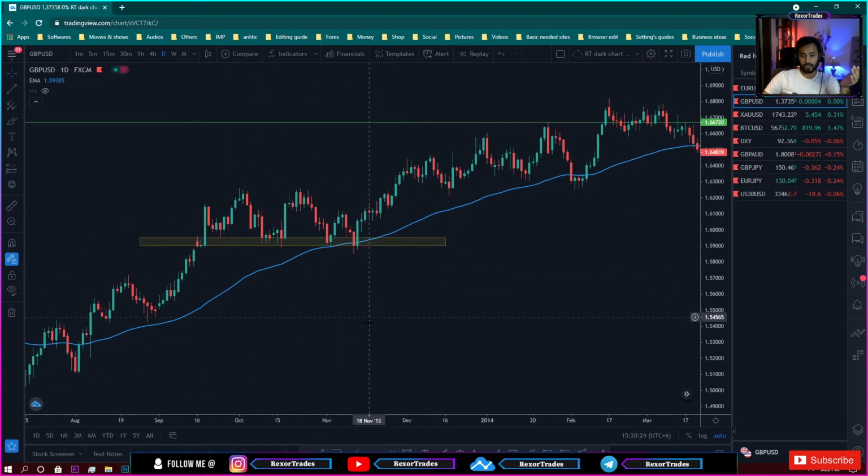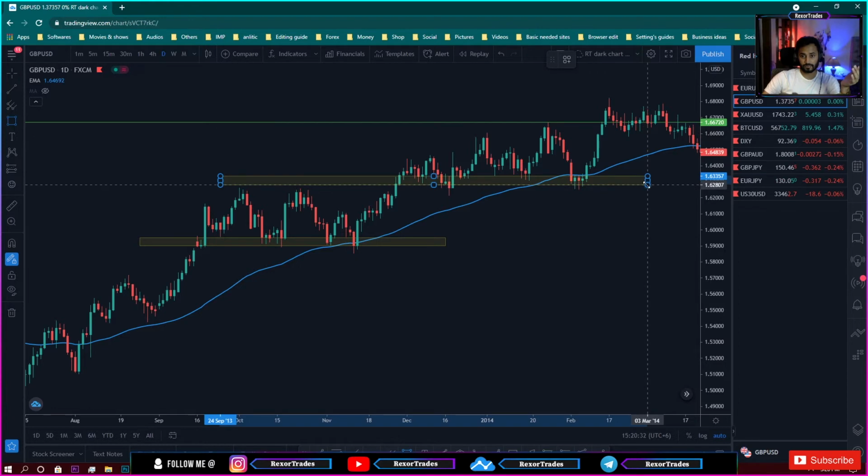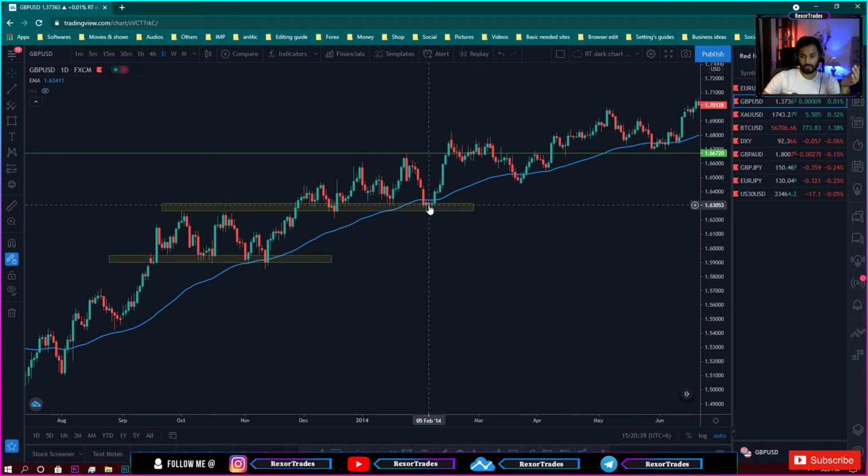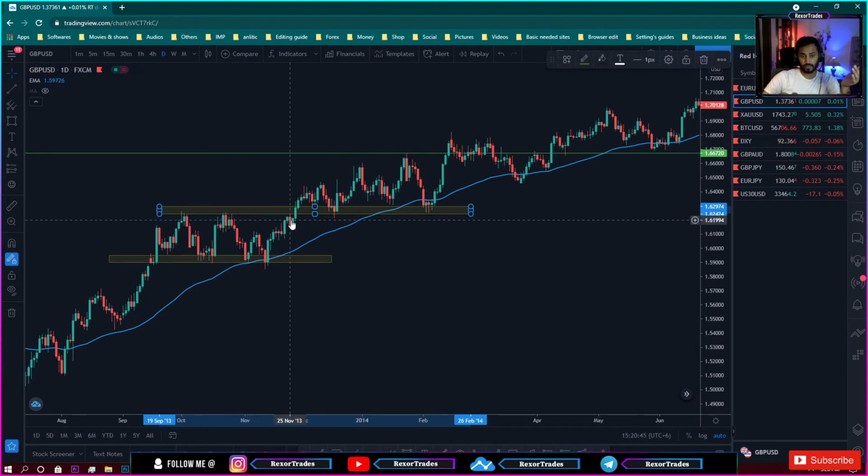So again, you can draw another zone on this retest of the moving average here. Okay, let's draw a zone. So the price retested the EMA, the moving average, again right around here, which also happens to be another key zone from the price action perspective.